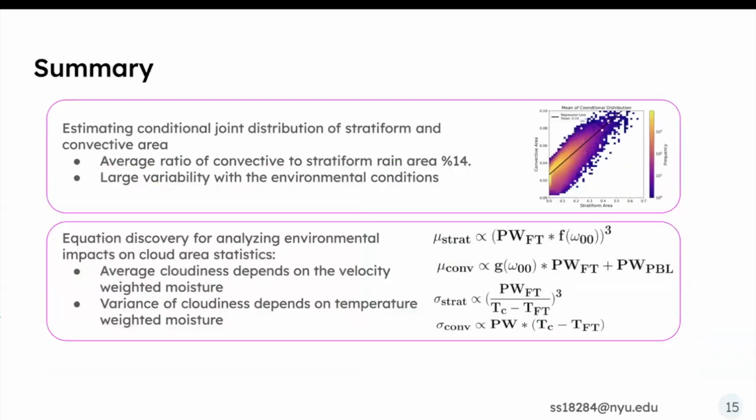I try to reconstruct the joint distribution of my rain area. I condition them on larger scale, and then I can compute the statistics of the distributions that my model predicts. And then I can understand what larger scale environmental variables control them using equation discovery, which simply combines my variables, applies some functions that I allow the model to use, and comes up with an expression that best explains those data. Okay, thank you so much, and I look forward to your comments.